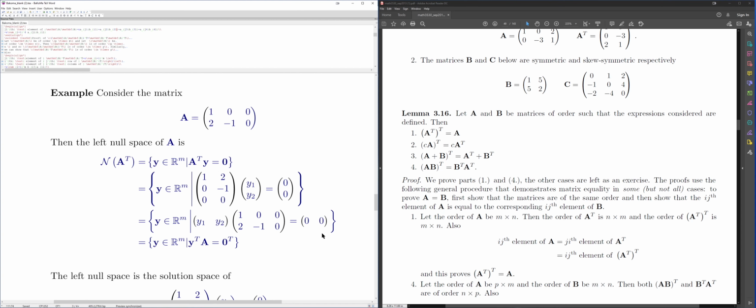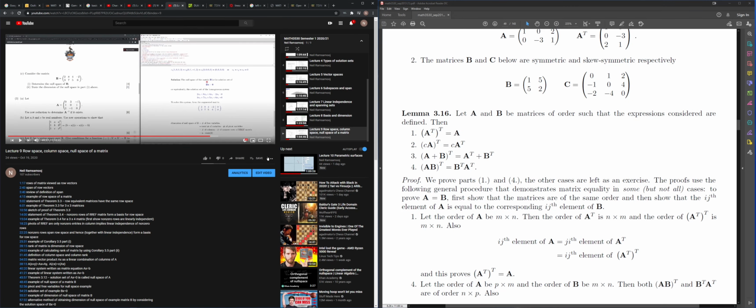Now what you want to do is look at this equation here, in which you have a matrix over here. And remember, when you're dealing with the normal null space, right?